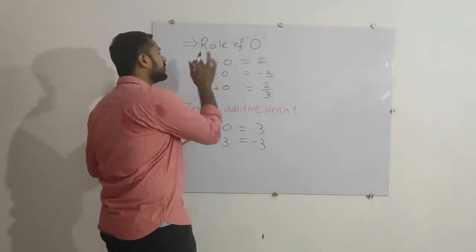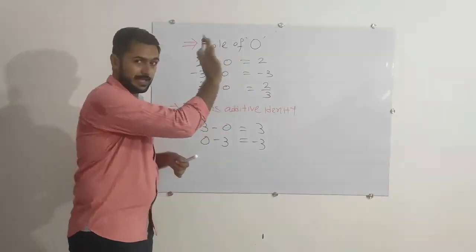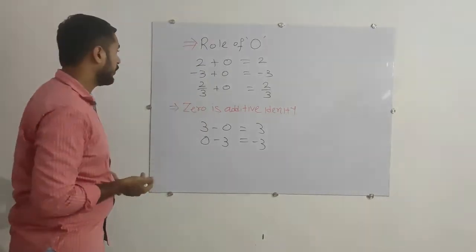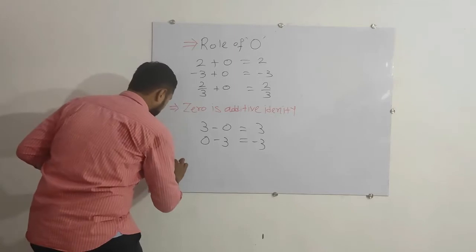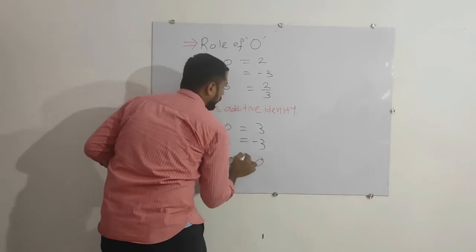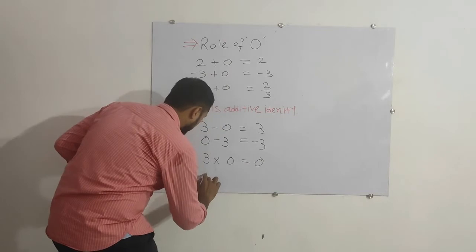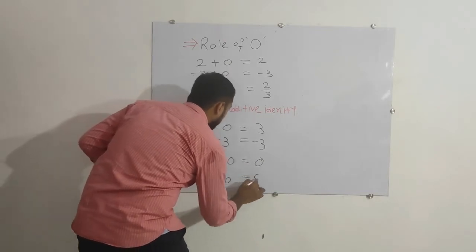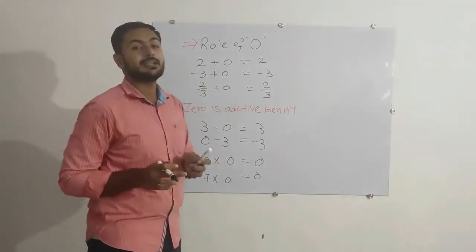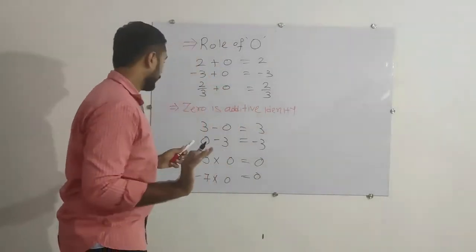If I do 2 plus 0 or 0 plus 2, the answer will be the same. If I do minus 3 plus 0 or 0 plus minus 3, the answer will be the same. Okay, so this is about subtraction. Now what about multiplication? If I do 3 multiplied by 0, it will be 0. Remember that. Like minus 7 multiplied by 0, that will also be 0 only. So if I multiply any number by 0, the answer will be 0 only.